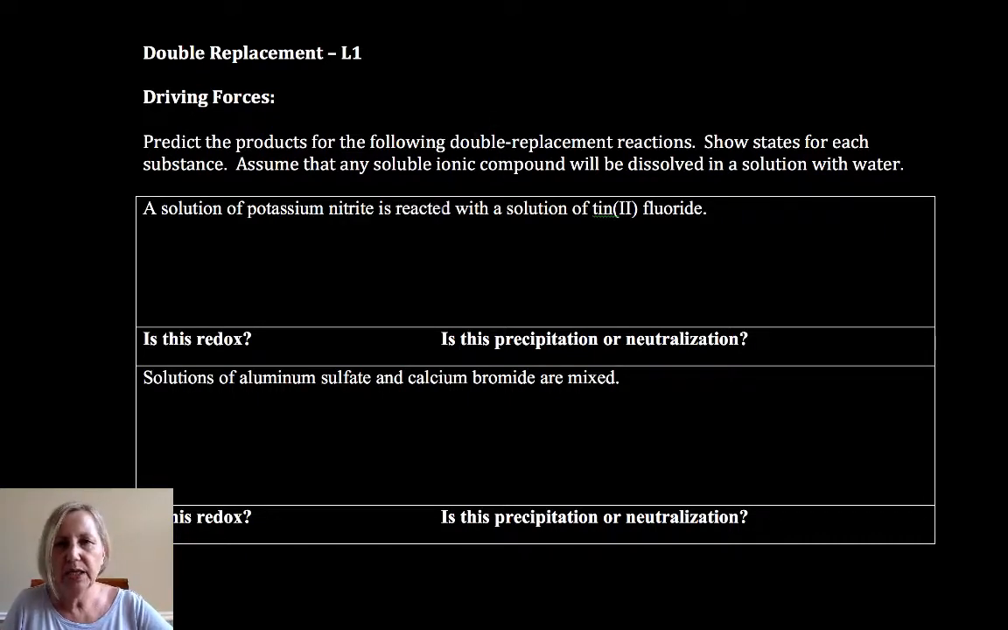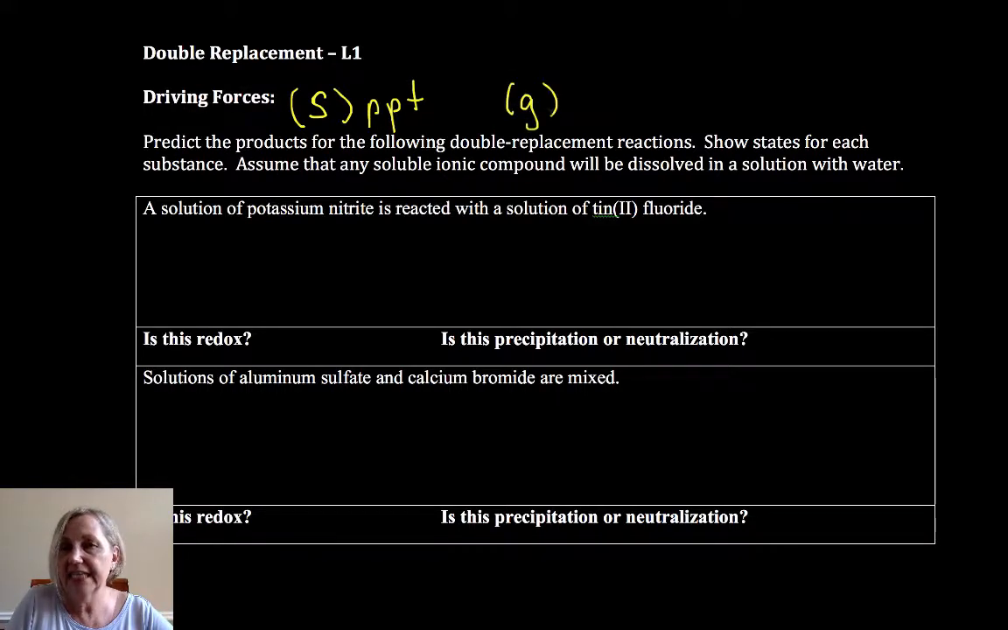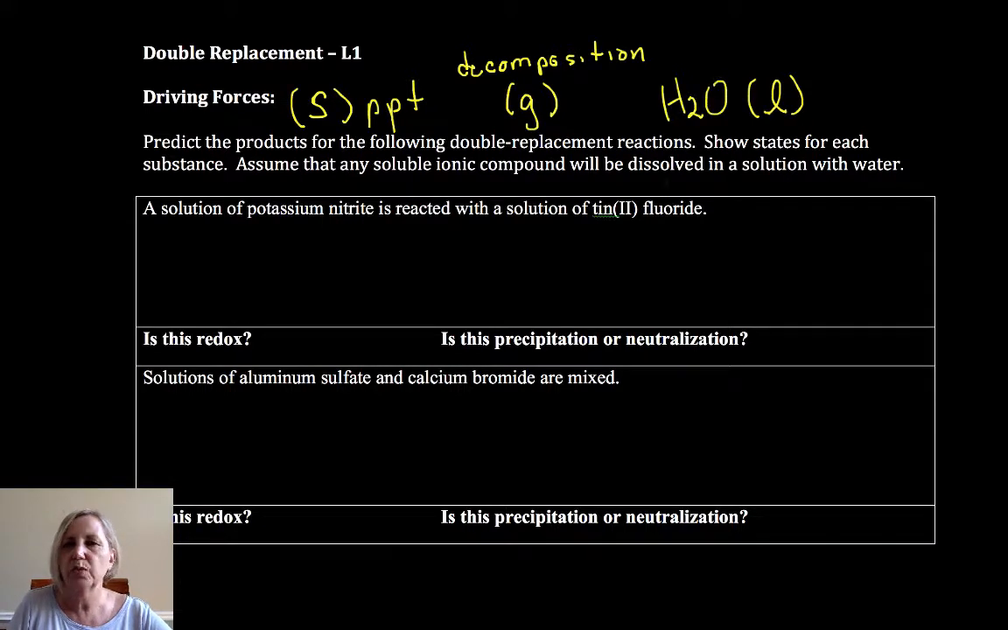In this video segment, I want to look at an introductory level prediction of double replacement reactions. Now, for a double replacement reaction to occur, there needs to be a driving force. And the common driving forces are the formation of a solid that we call a precipitate, the formation of a gas. You would see that if a double replacement was followed by a decomposition. And then we would also include the formation of a molecular substance such as water. That's what we would see in an acid-base neutralization, for example.